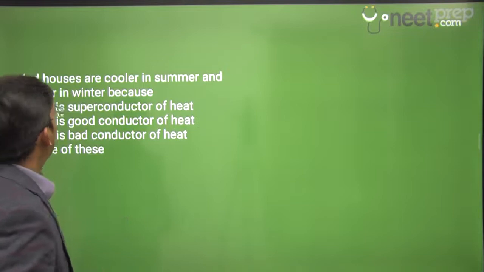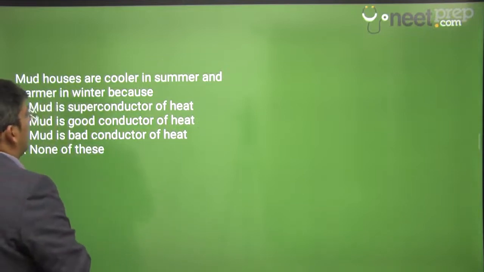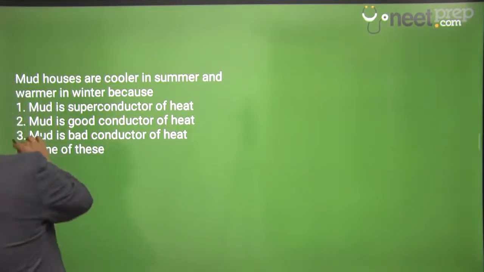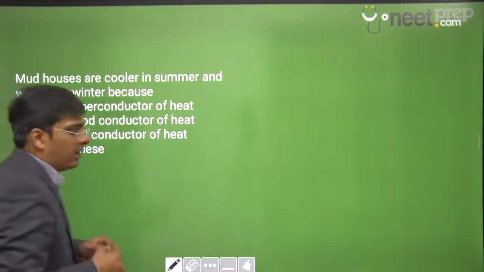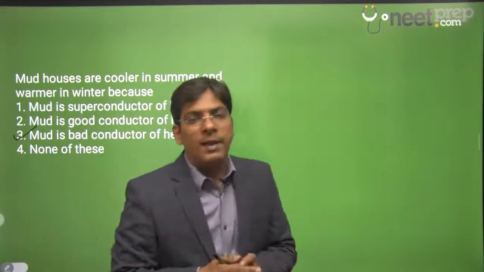Mud houses are cooler because mud is a bad conductor of heat. Mud doesn't conduct heat, or it is a very bad conductor of heat. I think this is clear to everyone, dear students, right?